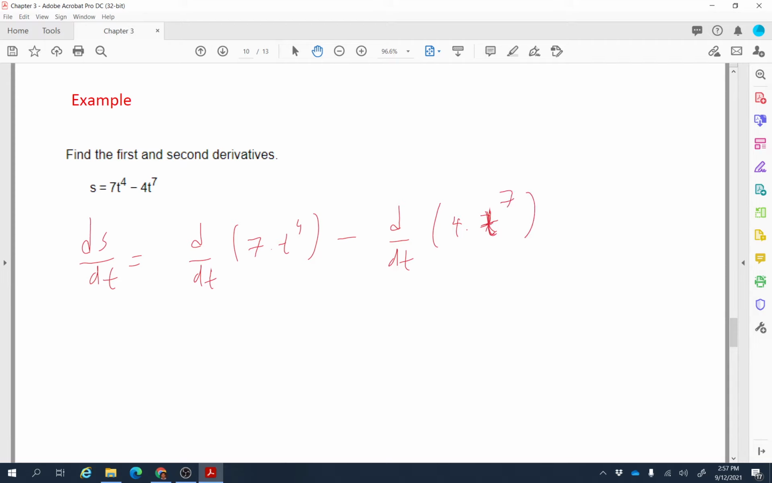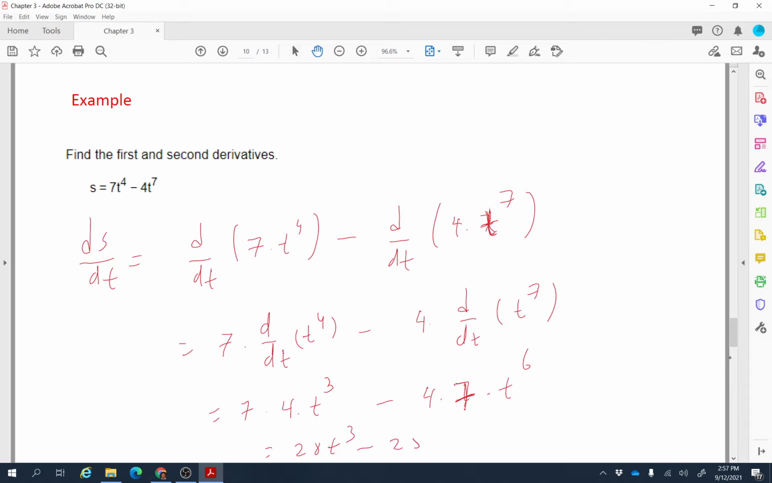That's the same thing. Now we can bring this 7 outside and find the derivative of t to the power 4. We can bring this 4 outside and find the derivative of t to the power 7. And for that we can use the power rule. It is 4 times t to the power 3, where 3 means 4 minus 1. That's the formula. 4 times 7 times t to the power 6. 7 times 4 is 28. 28 t cubed minus 4 times 7 is 28, t to the power 6.